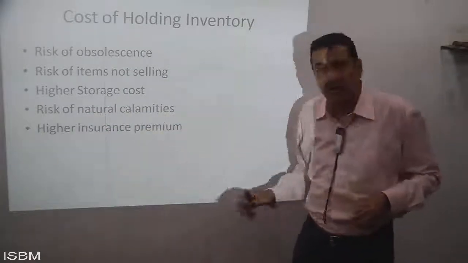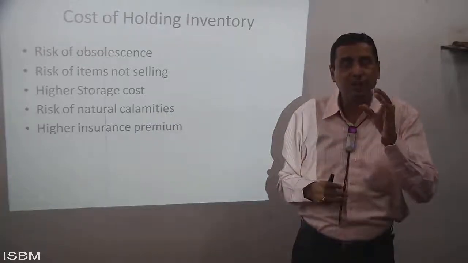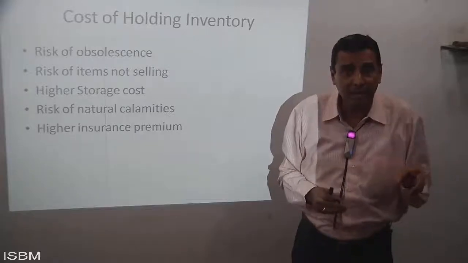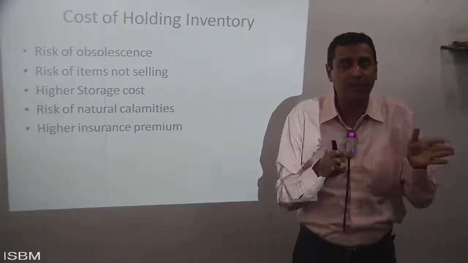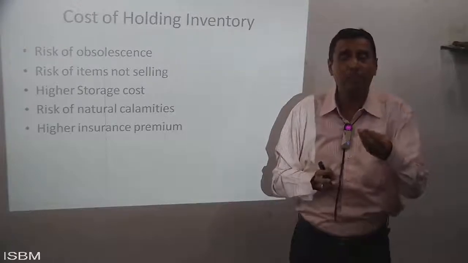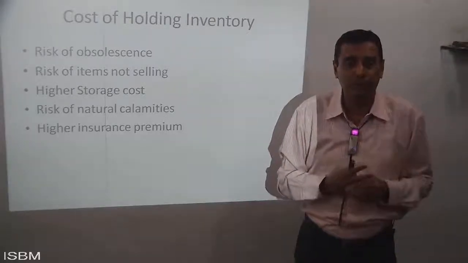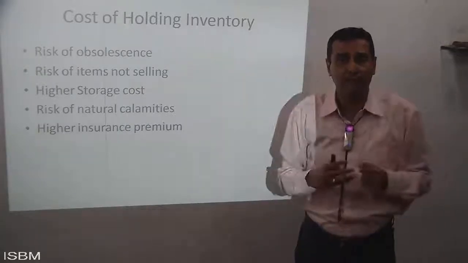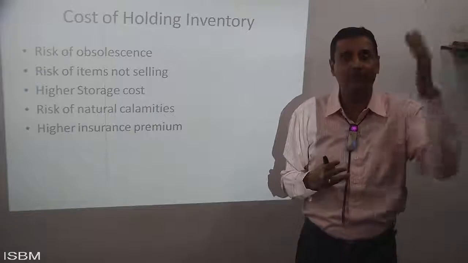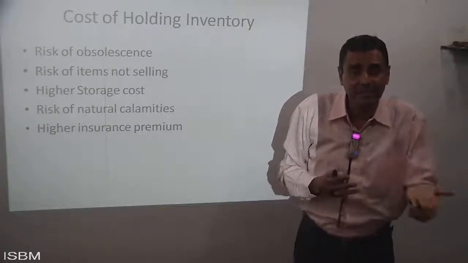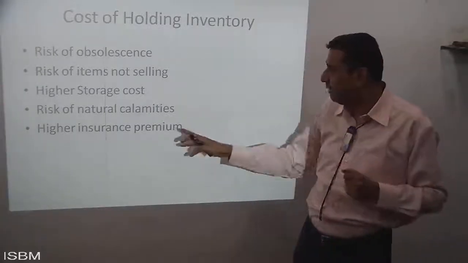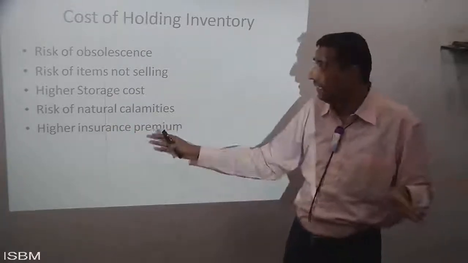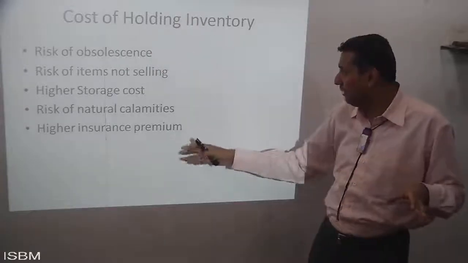Higher insurance premium. Generally, you take insurance on the value of the goods lying in the godown. Earlier, suppose you had goods worth 10 lakh rupees and were paying a premium of 10,000 rupees. But now you have purchased material worth 20 lakh rupees, resulting in an increase in the value of inventory. As a result, the premium you pay for the insurance on the goods increases. So this is the cost of holding the inventory.